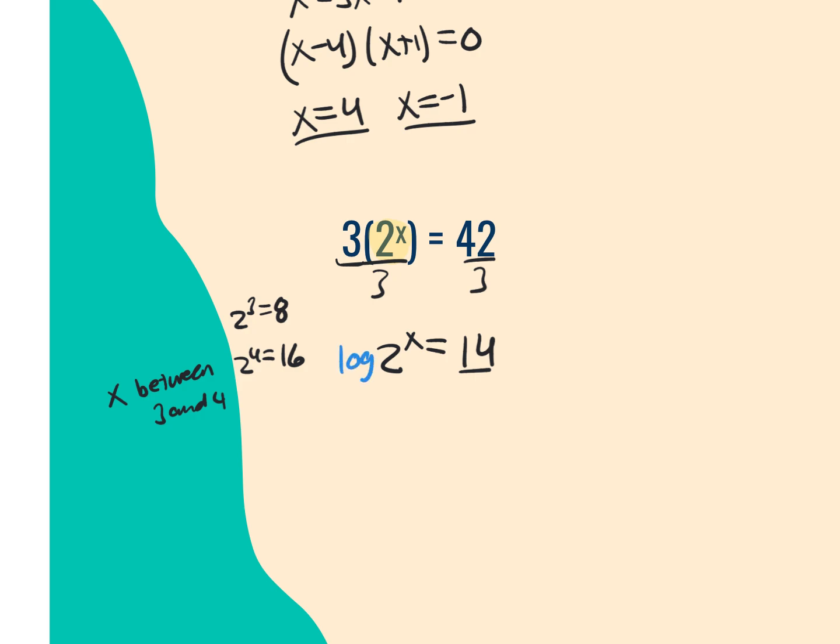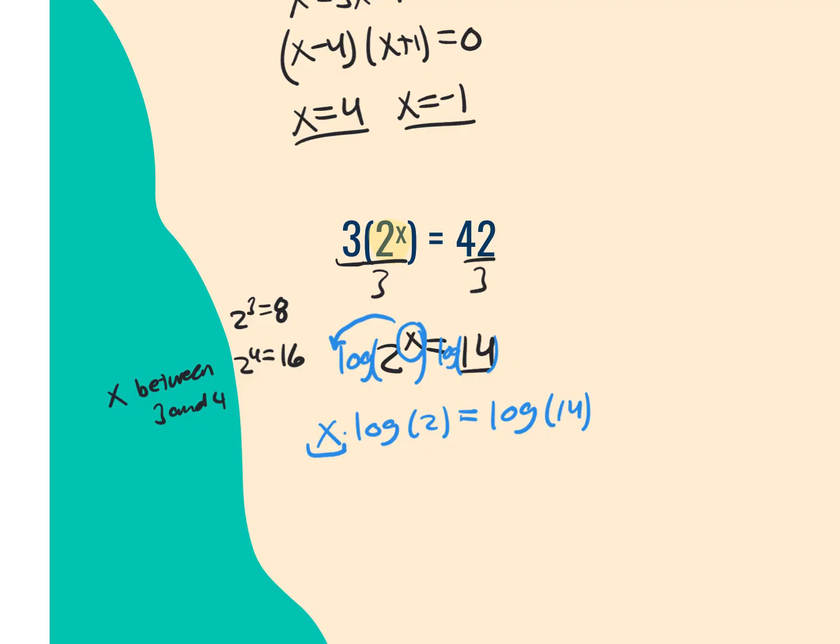I'm going to log this side and I'm going to log the other side, all right? And then what that does is now that you have a log of something, that x can go out front as your coefficient, right? Or not necessarily a coefficient since it's a variable, but it's going to become multiplying with your log. All right, so it's going to be x log of 2 equals log of 14. And now this x we can easily get by itself.